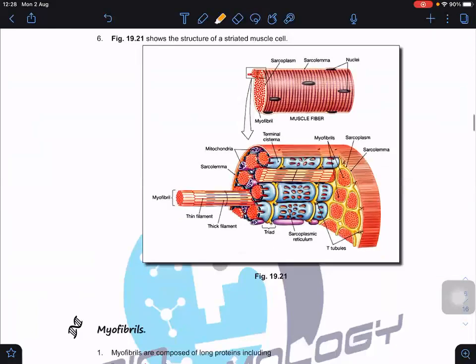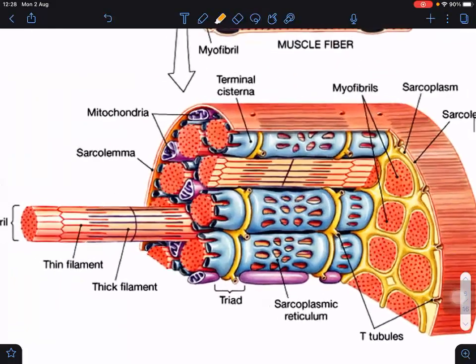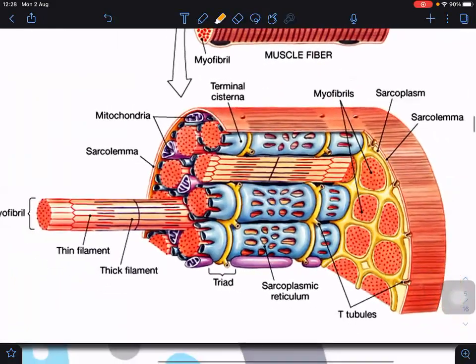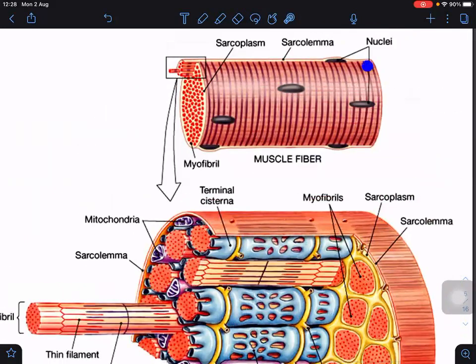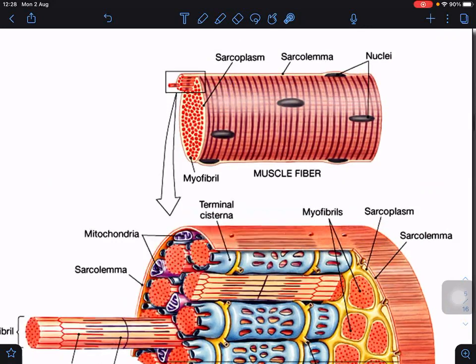I'll enlarge this diagram. You can see that this is one muscle cell. This is one sarcomere. As I said, they are multi-nucleated. You can see that one cell has many nuclei. That's why we call it multi-nucleated.